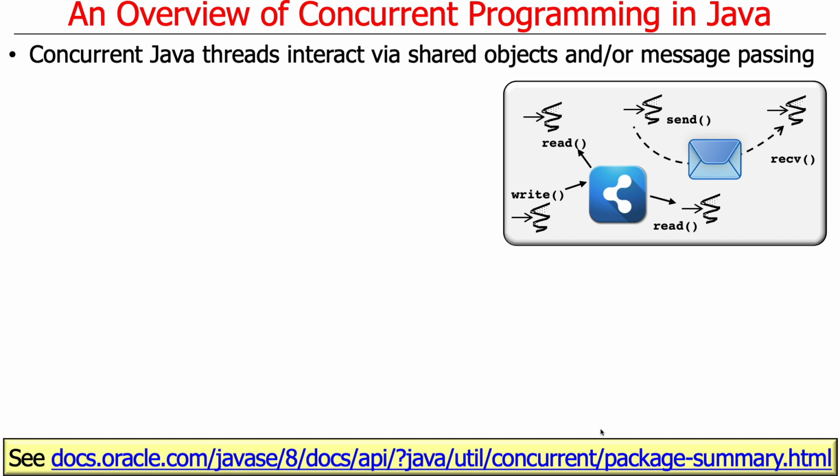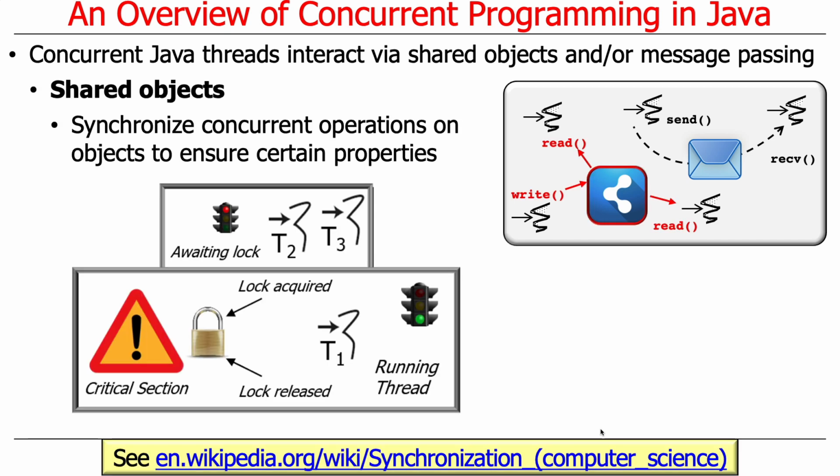Concurrent Java threads interact using either shared objects, I'll talk about what that means in a second, or message passing. And I like to use little icons. This means message passing, and this means sharing. It's like the share icon.